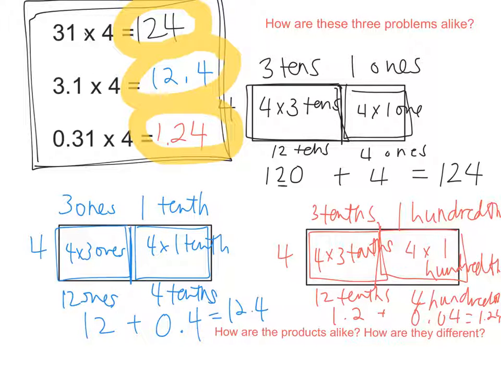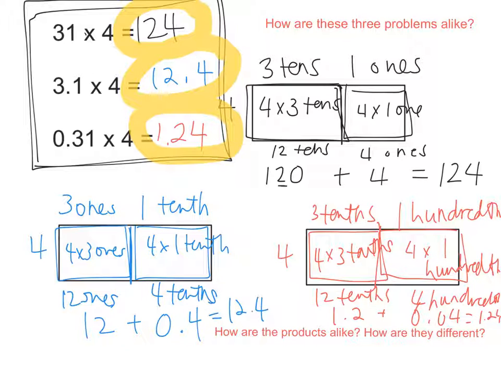How are they the same? Aditya? They're alike because the first digit is always a 1, the second digit is always a 2, the third digit is always a 4. You got it. Aditya said these 3 products are alike because the first digit is always a 1, the second digit is always a 2, and the third digit is always a 4. How are these 3 products different, Arhan? They have a decimal point in different areas. They're different because their decimal points are in different places.